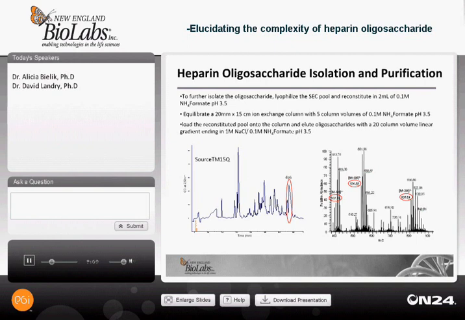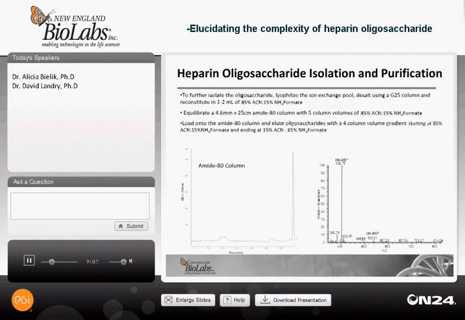We can take this hexasaccharide pool from the ion exchange column, and we can isolate it further by pooling it, lyophilizing it, and desalting using a G25 column. We then take the desalted pool and reconstitute in 1 to 2 mL of an 85% acetonitrile and 15% ammonium formate buffer. We can then equilibrate a HILIC column. Again, we've chosen an amide column with 5 column volumes of 85% acetonitrile and 15% ammonium formate. We then load our sample onto the amide column and elute the oligosaccharides with a 4 column volume gradient, starting at 85% acetonitrile and ending at the reverse, 85% ammonium formate.